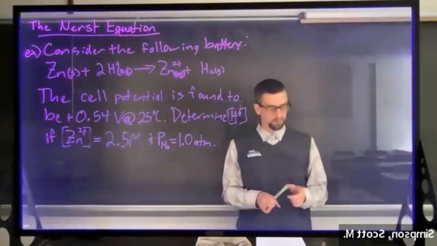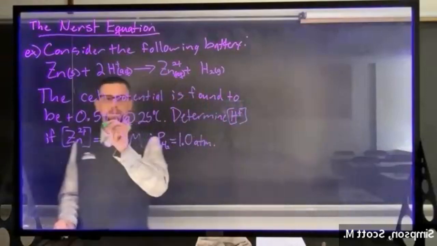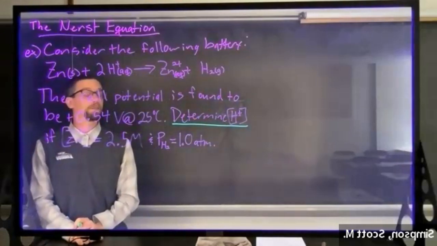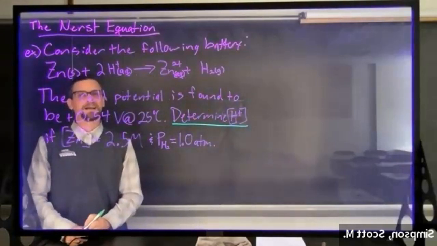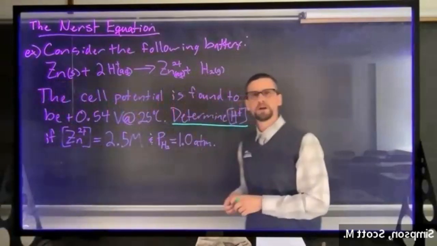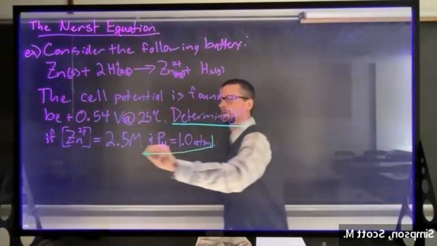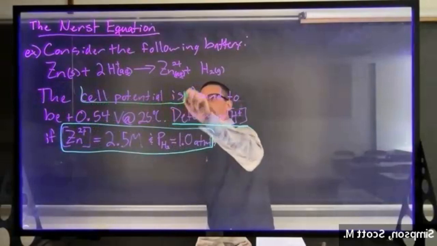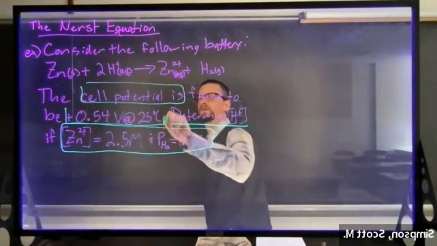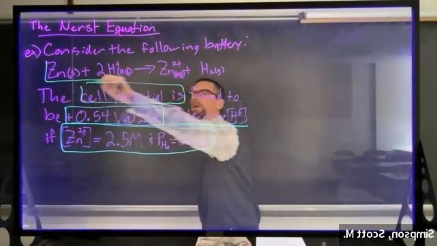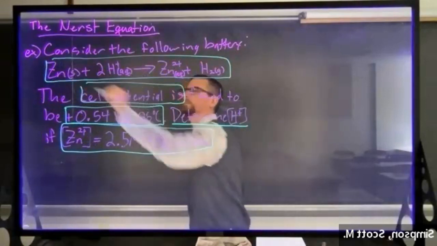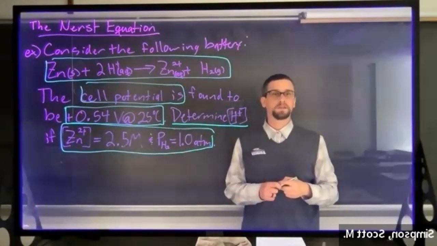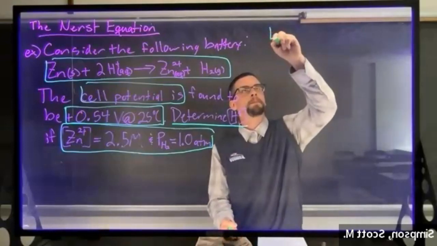What are we looking for in this problem? We want to determine, not delta H, the H plus ion concentration. The information that's important to us: we're told that the cell potential is found to be positive 0.25 at 25 degrees C, and we need to consider this reaction. Since we're talking about non-standard conditions, this is where we want to use the Nernst equation.